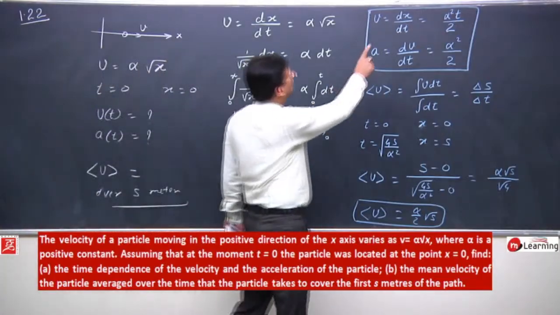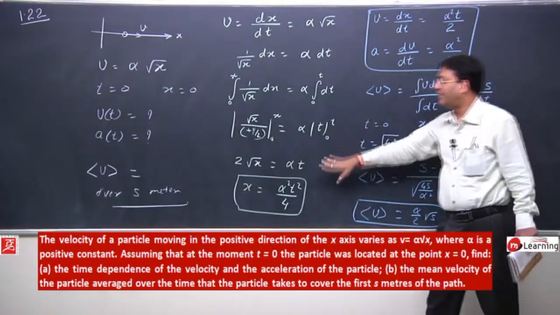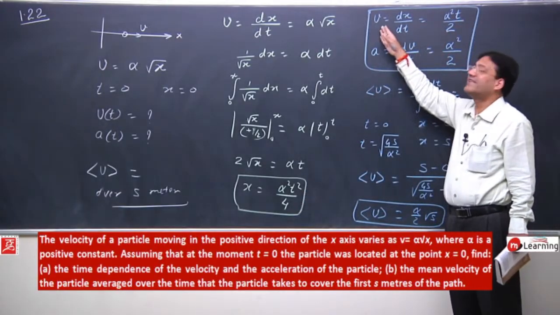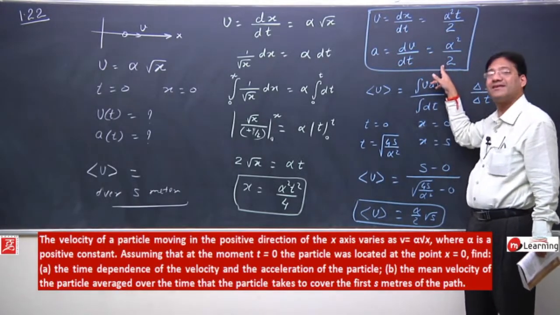I had differentiated in order to get the velocity. Velocity is dx by dt, so we differentiated this. In order to get acceleration, we had differentiated velocity with respect to time. dv by dt is acceleration, and this is the acceleration.